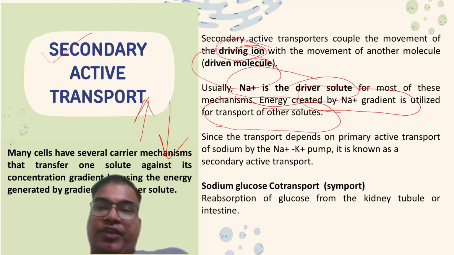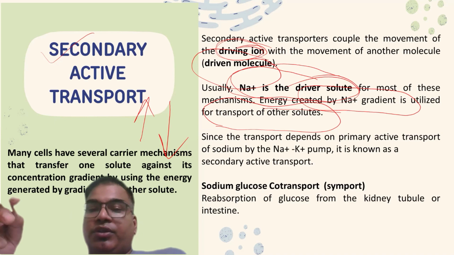In primary active transport, energy was used directly. In secondary active transport, energy is being generated by the movement of the driver solute for transportation of another molecule.